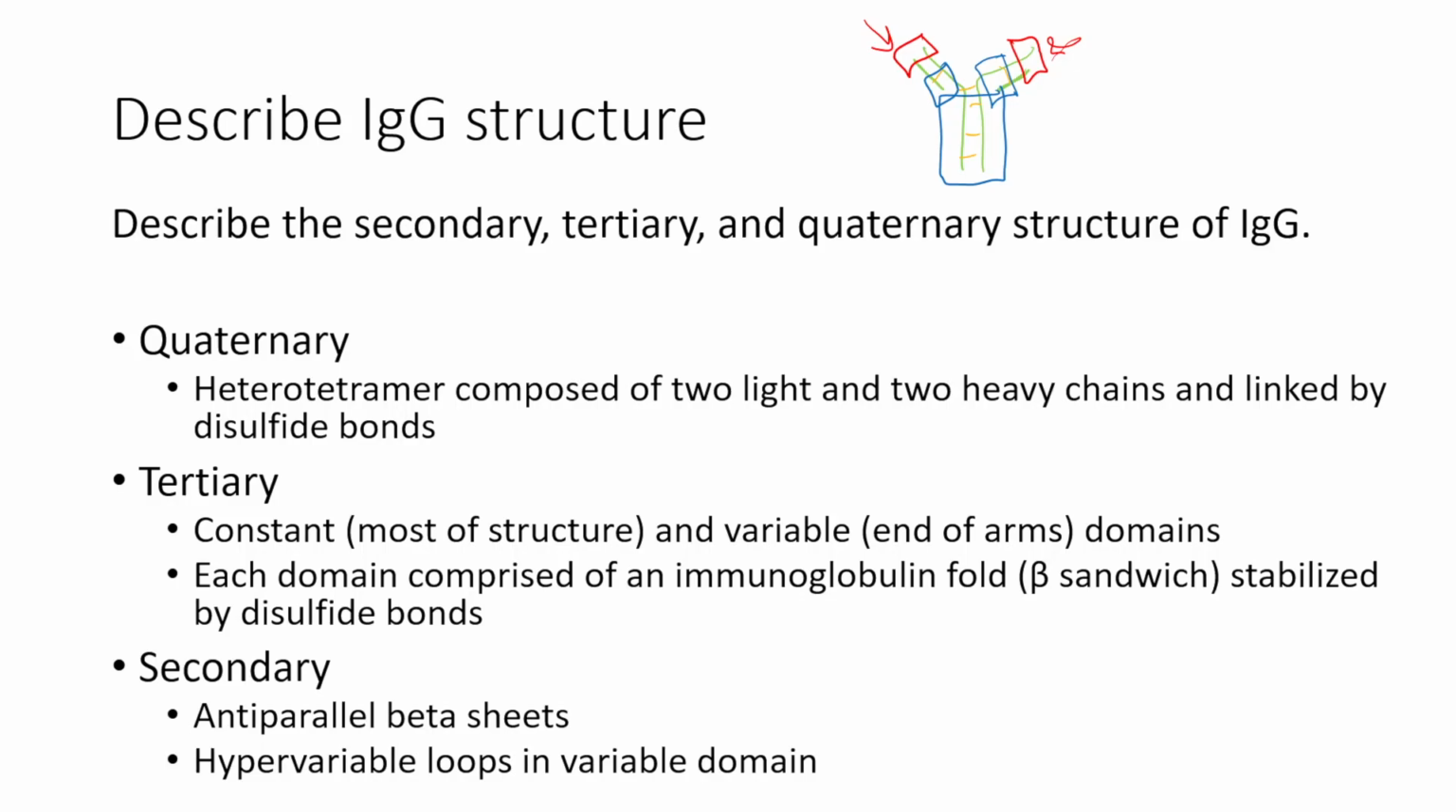We got anti-parallel beta sheets. Those are in those beta sandwiches, which are part of the immunoglobulin folds that we see in the constant regions. And then there are, in the variable domain, hypervariable loops that, like their name says, vary from antibody to antibody or from clone to clone and help your antibodies each recognize a different thing. All right, any questions about the levels of structure?